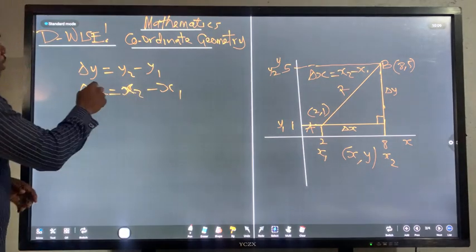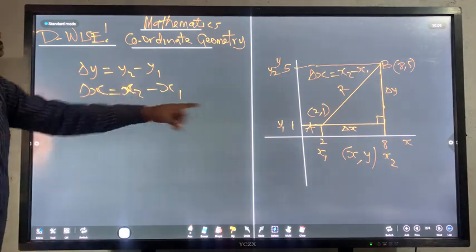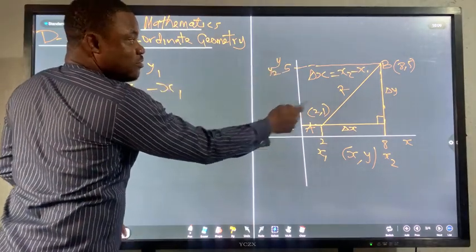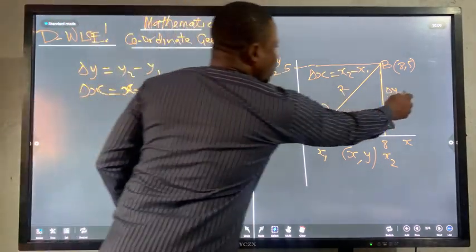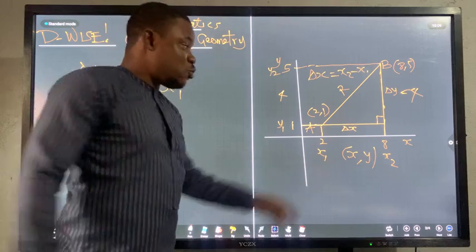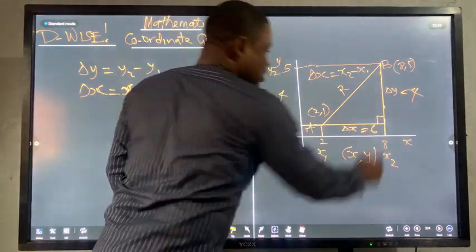Alright? So if I'm doing this, what is going to be the change there? It's very simple. 5 minus 1 is 4. So this whole length is 4. This guy is called 4. And this one is 8 minus 2. So the whole of this length is 6. Are you with me?